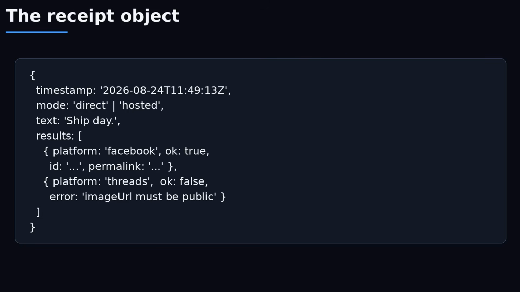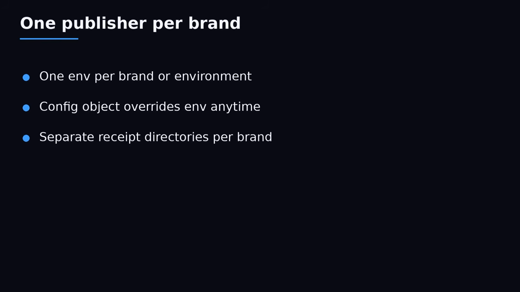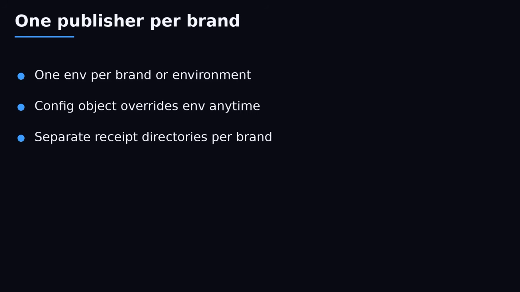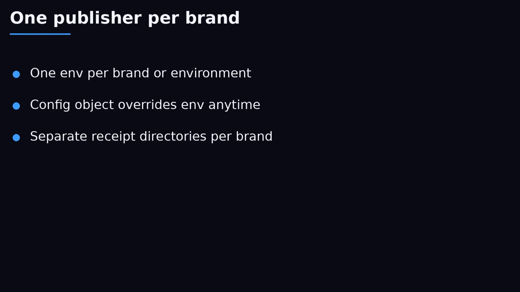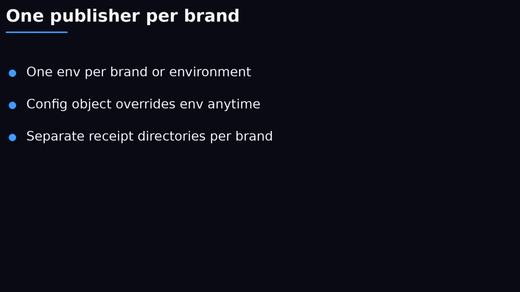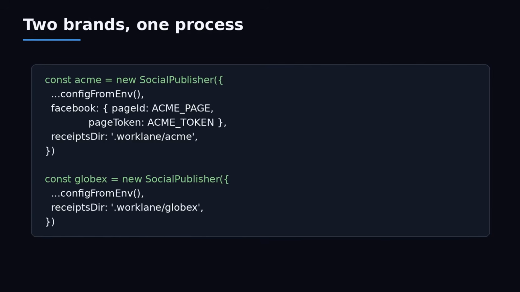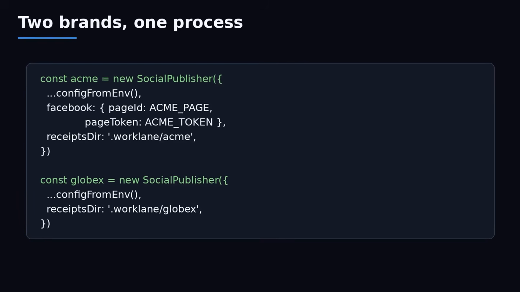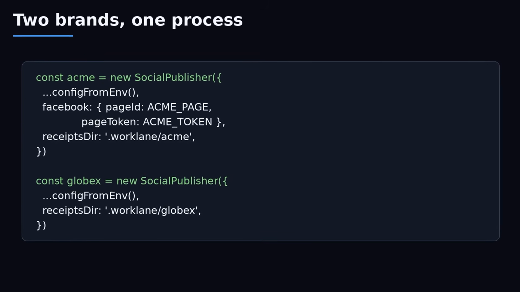Running multiple brands is straightforward. Every publisher instance takes its own config object, which overrides environment variables. So one process can hold a publisher per brand, each with its own page token, its own channel, and its own receipts directory. Nothing crosses between brands, and the audit trail stays clean per brand. This also maps perfectly to monorepos, each app ships with its own socials config.